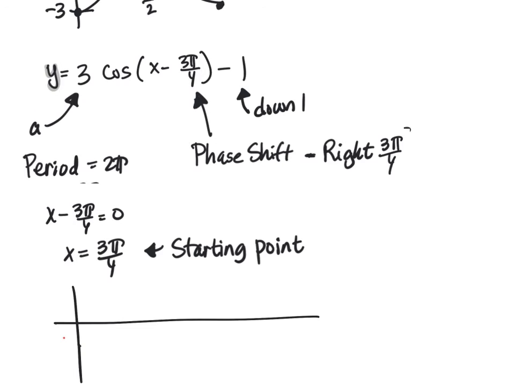And let me do my midline in a different color, since I seem to sometimes forget that in class. Okay, so there's my midline. So I just took care of my down 1. Now my starting point is 3 pi over 4. So I know if you look at your graph, 3 pi over 4 should be that third line, okay?